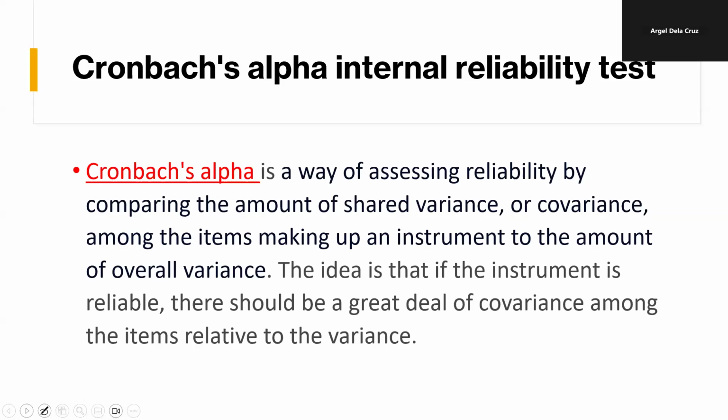Now, another popular test is what they call the Cronbach's alpha, which is basically a way of assessing reliability by comparing the amount of shared variance or covariance among the items making up the instrument to the amount of overall variance. So basically, consult your statistician because that is technical.